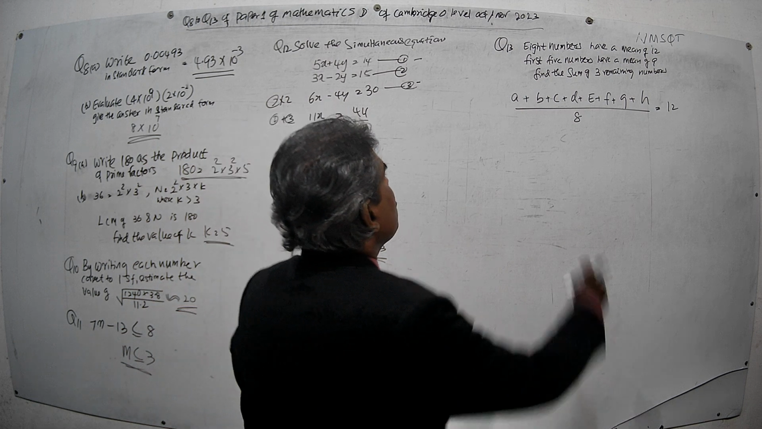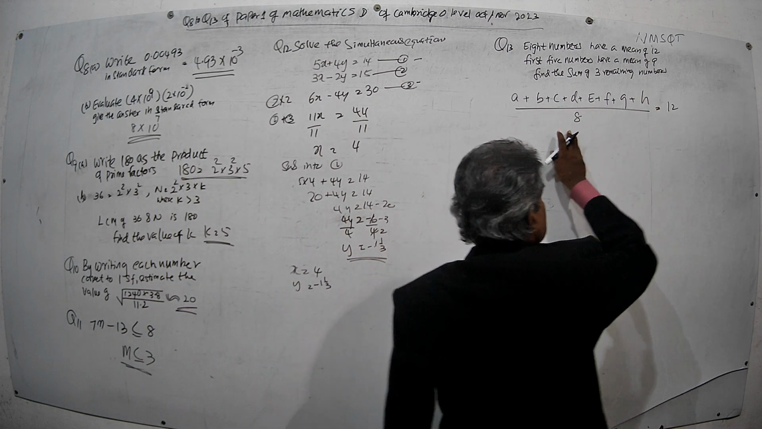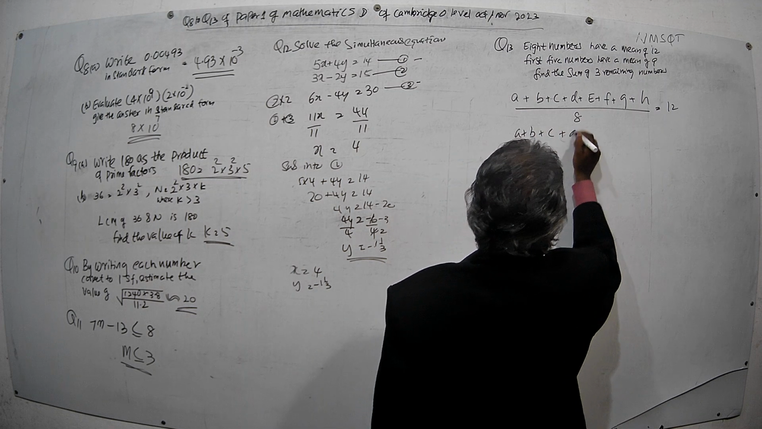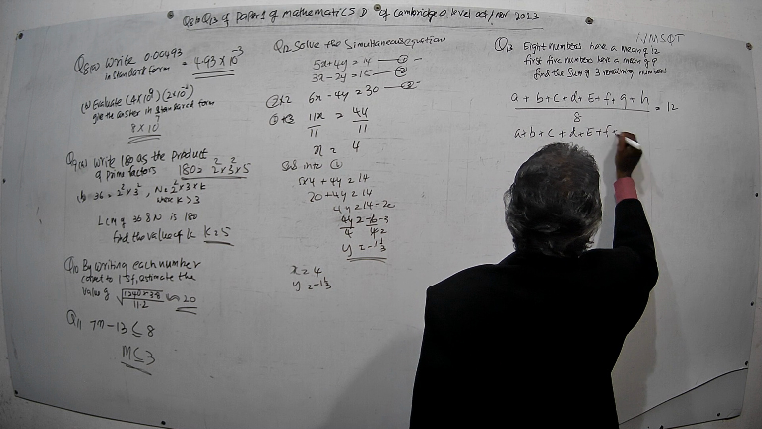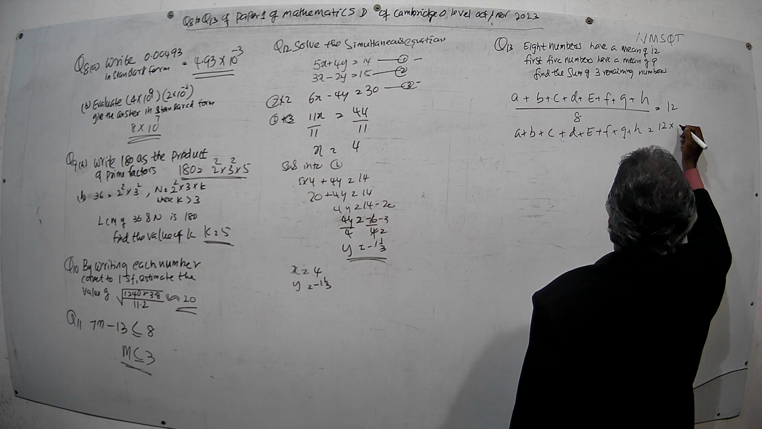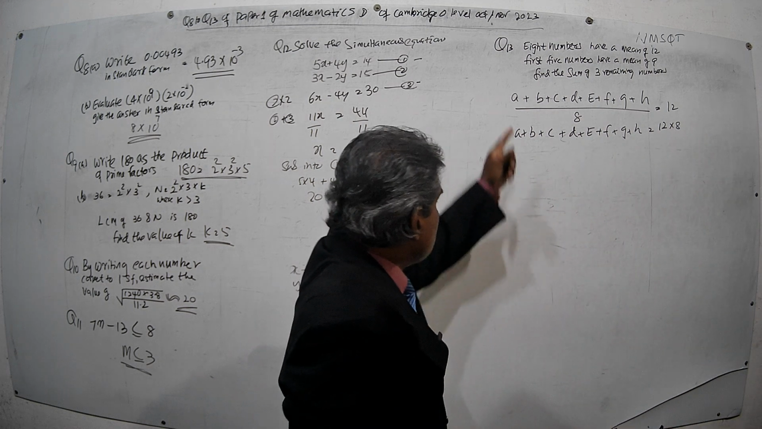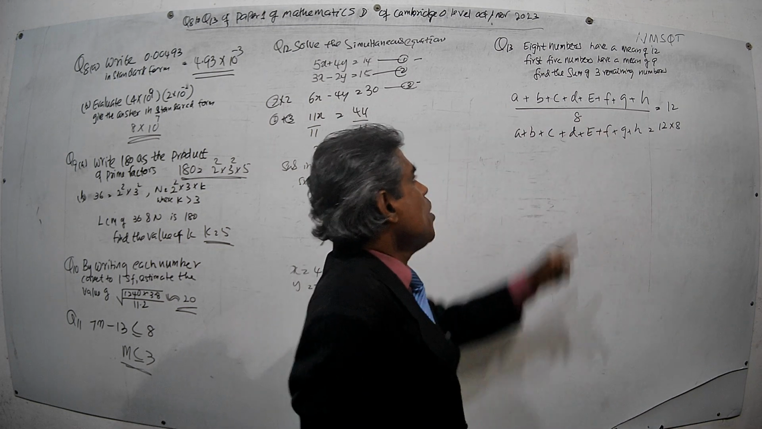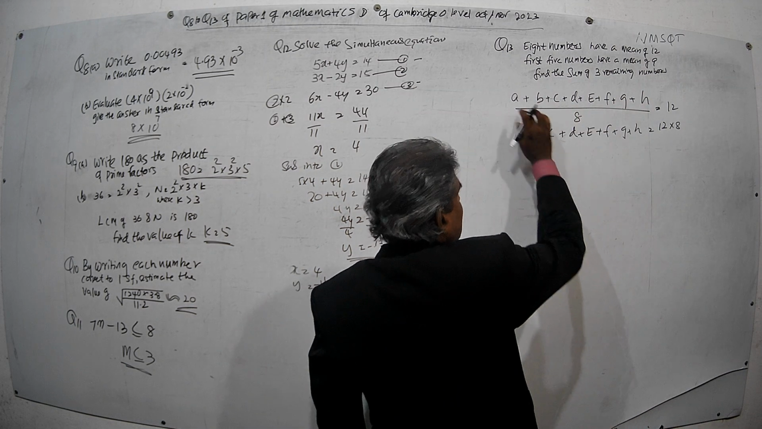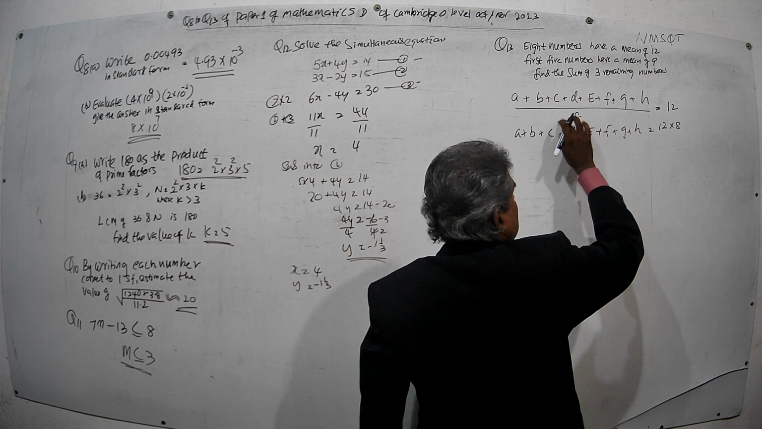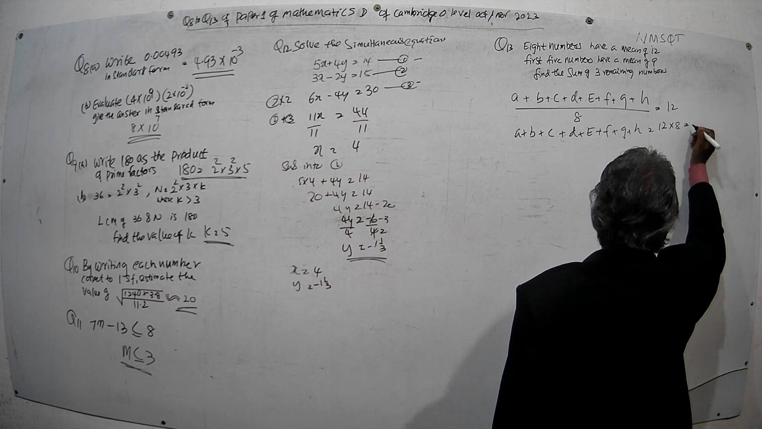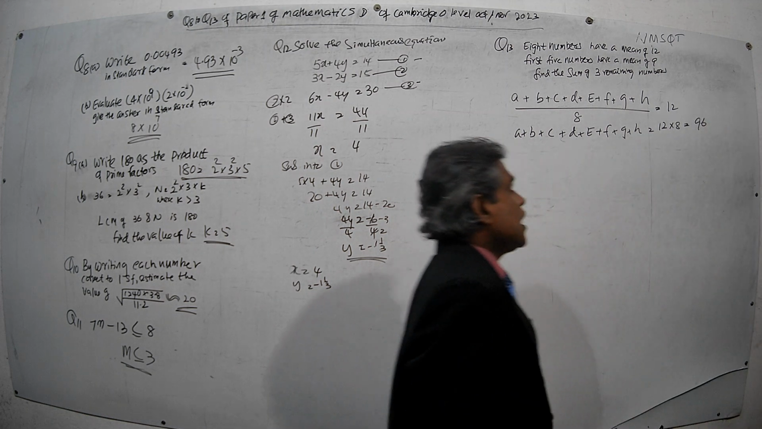Then we can find the sum of all these 8 numbers by taking this 8 to the other side. A plus B plus C plus D plus E plus F plus G plus H: you make the sum the subject. As this 8 is dividing, it becomes multiplication when taken to the other side. So the sum of all numbers is 12 times 8, which is 96.